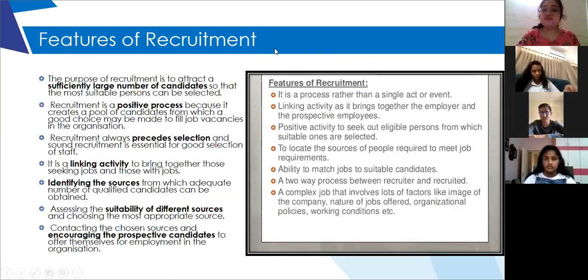Then we come to the features of recruitment. Please have a look at them. Number 1, the purpose of recruitment is to attract a sufficiently large number of candidates.